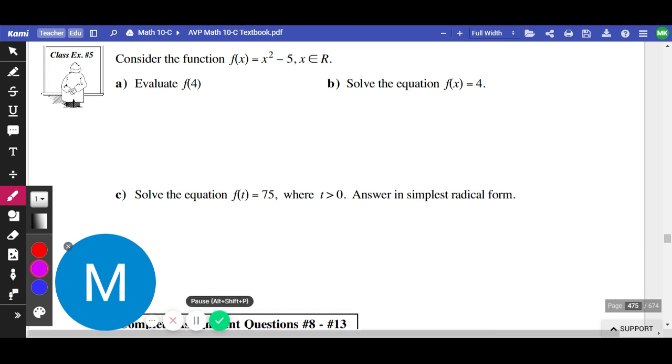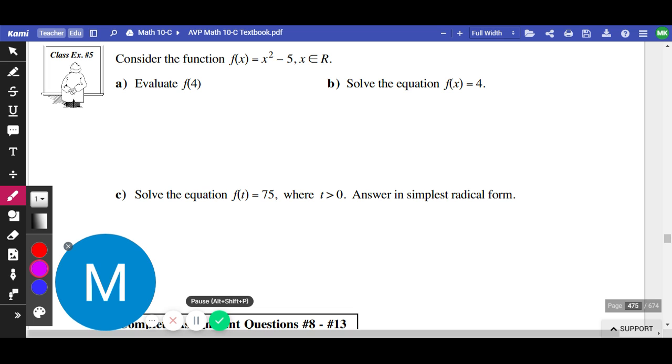So this would be a pretty standard test question. They give you an equation, then they ask you to do a couple things with it. It says consider the function f of x equals x squared minus 5. Again, the x ∈ R doesn't mean anything for your question. It just means that x can be any number. Your answer could be anything.